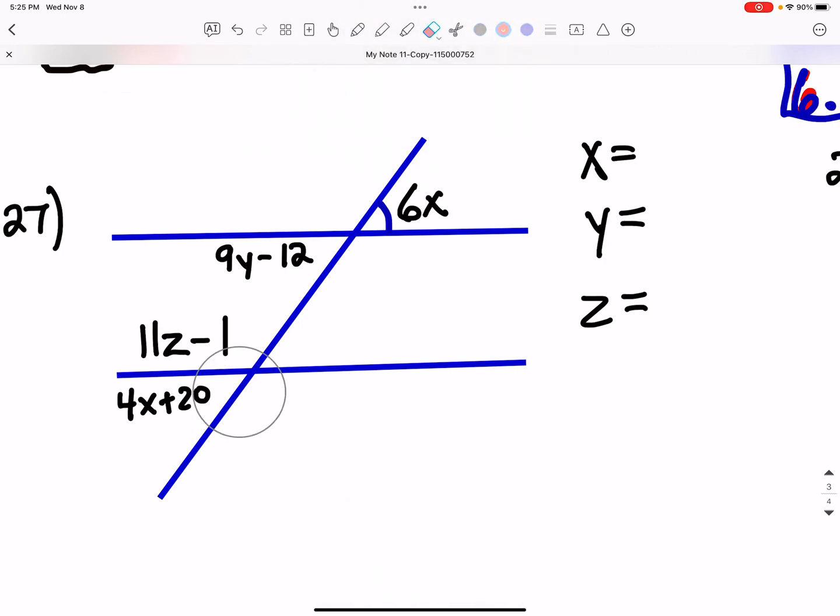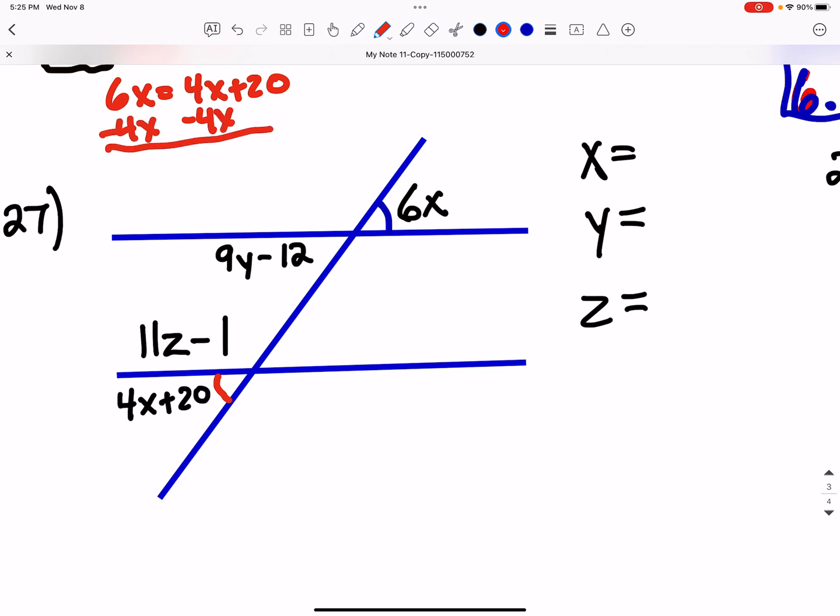So this blue angle and this red angle over here, I know those are alternate exterior angles, so they're congruent, they're equal to each other. So I know 6x equals 4x plus 20. Now that only has x's in it, so I can solve it. That's minus 4x from this side, minus 4x from that side, and 2x equals 20, divide by 2. X equals 10. Okay, so x is 10.